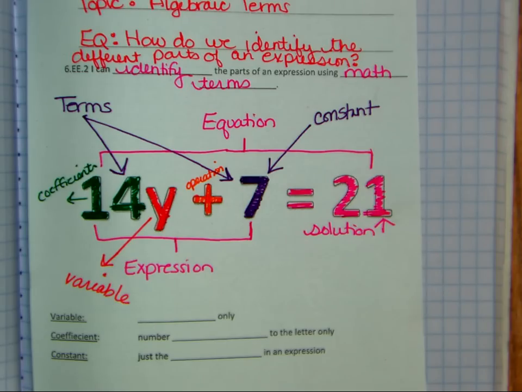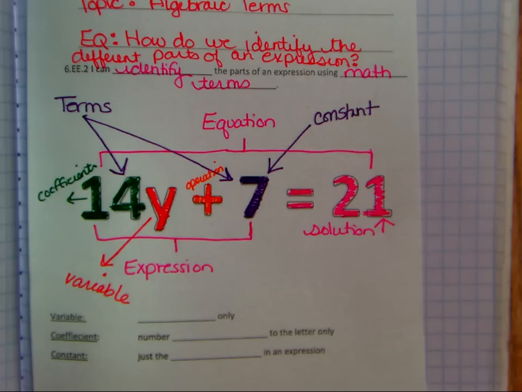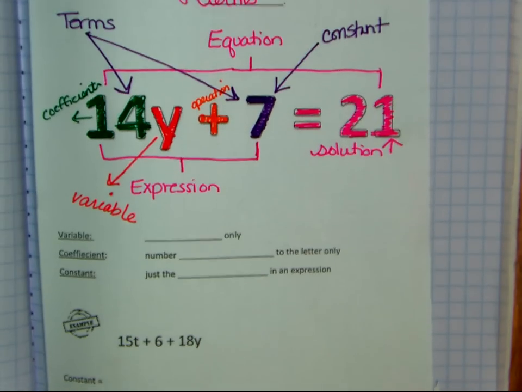So once again, if we backtrack, an equation is made up of expressions. Expressions are made up of terms. Terms are either made up of parentheses, constants, or coefficients and variables. Those are the various parts that you're going to find within an algebraic term or an algebraic equation.